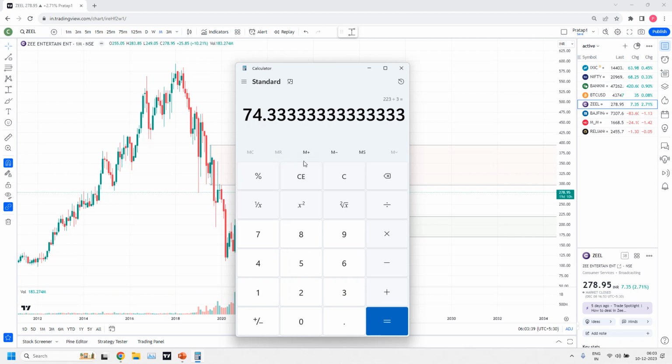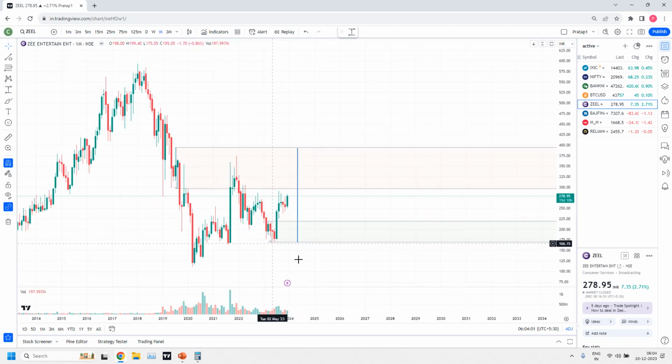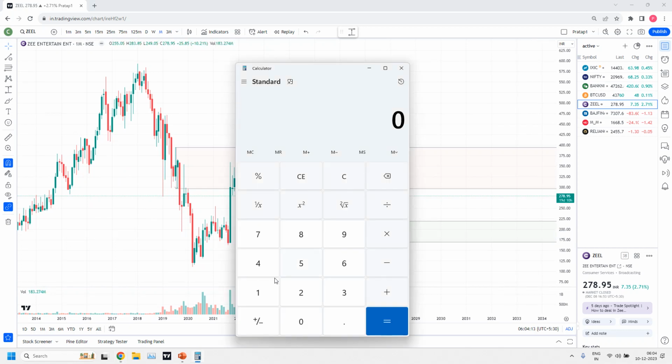So what I do, I will save this value in the calculator memory by clicking M plus. Every time by clicking this MR, the memory will be released. Now, from the low of this zone, that is the distal line, what is the low of this zone? If I place my mouse on this candle, I can see on the top L, that is 170.10. So 170.10 plus, we already divided into 3 parts.